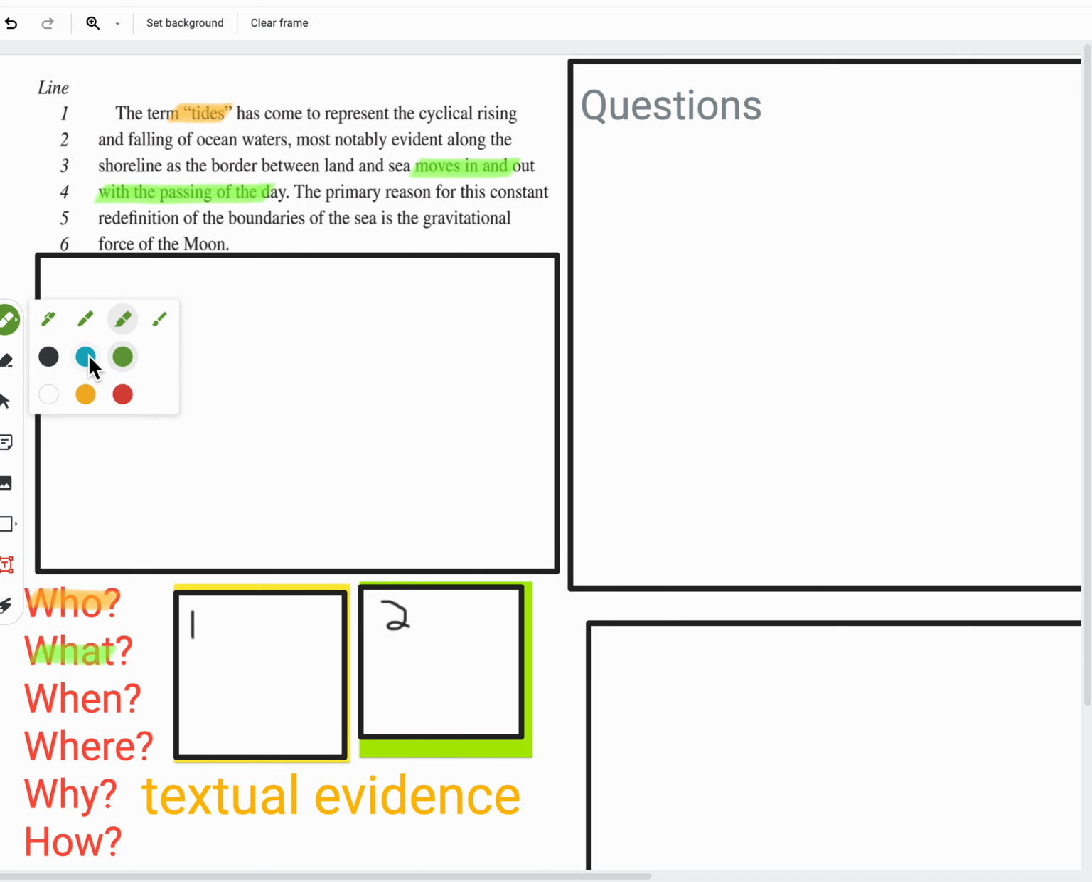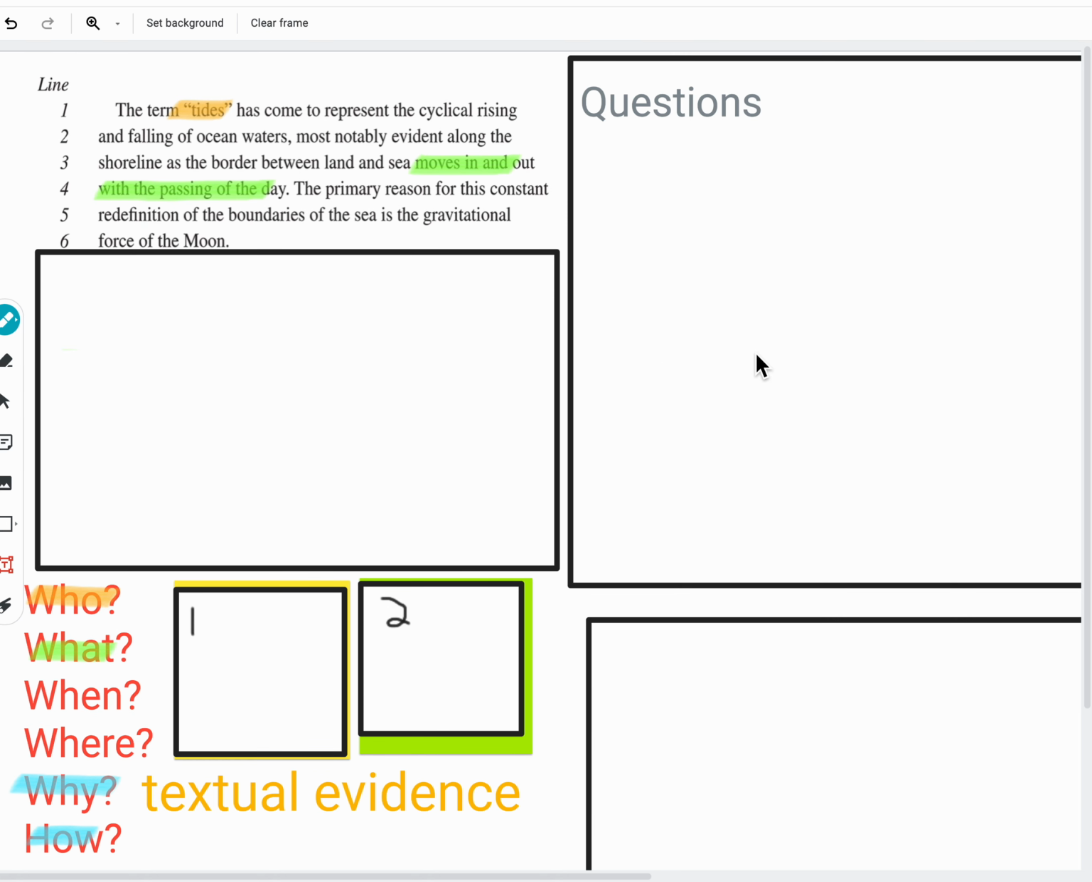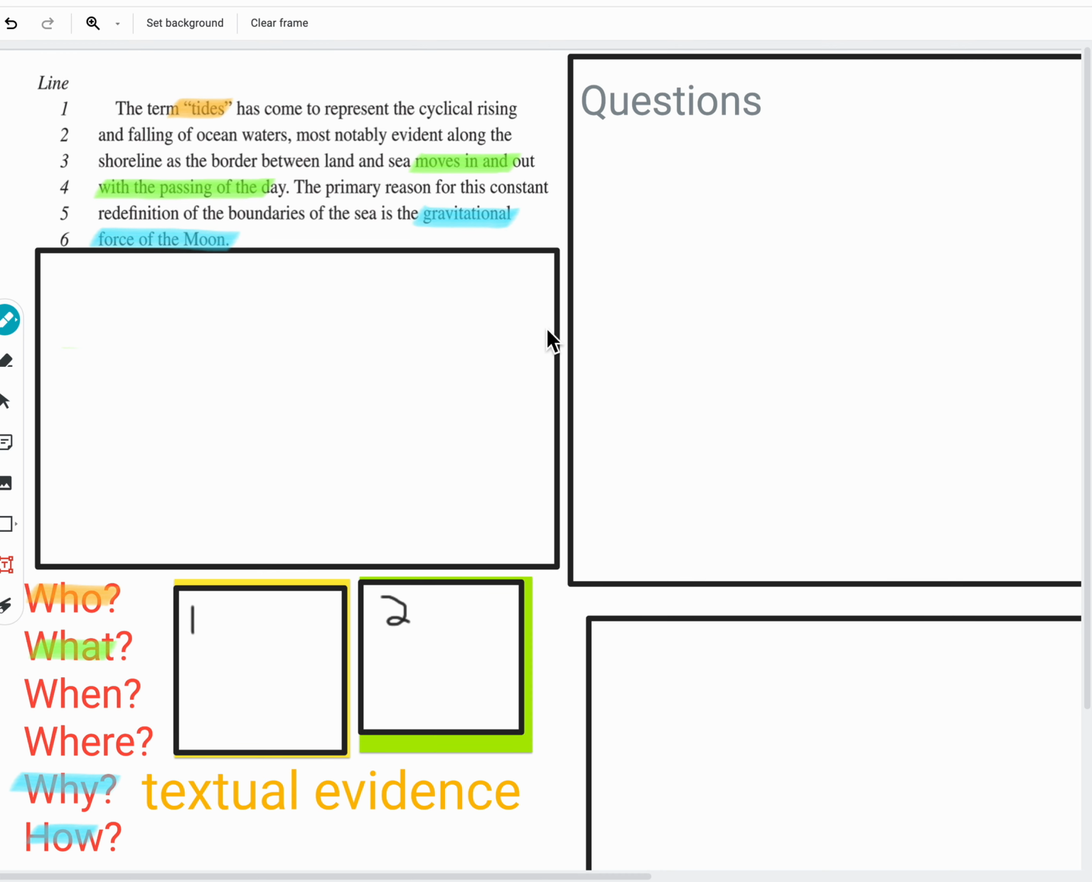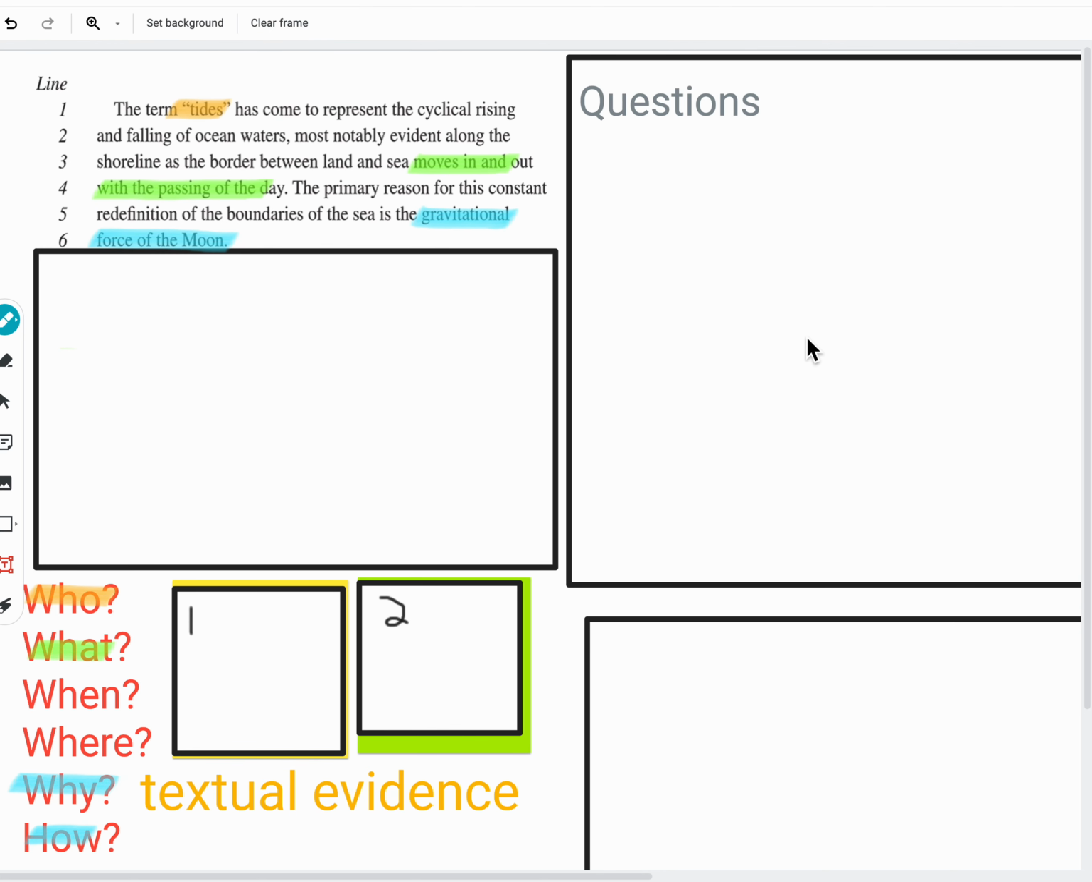Now the question is, why or how does that happen? Why or how do tides move in and out with the passing of the day? Here we see it's because of the gravitational force of the moon. Now notice our highlights here are showing us exactly what we're going to draw out of the paragraph. We are drawing out main ideas, and we're leaving behind supporting details.